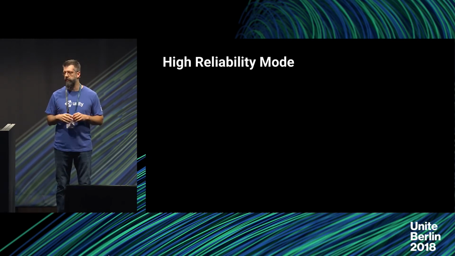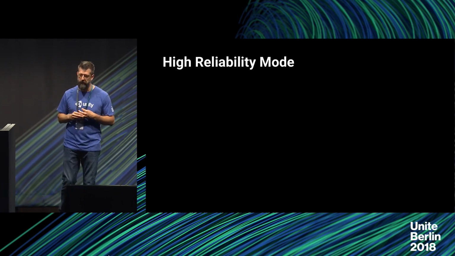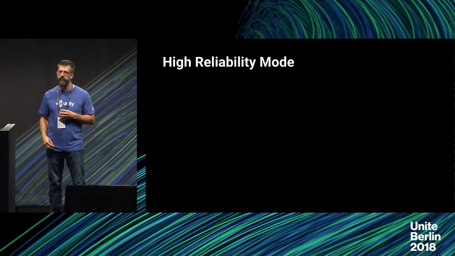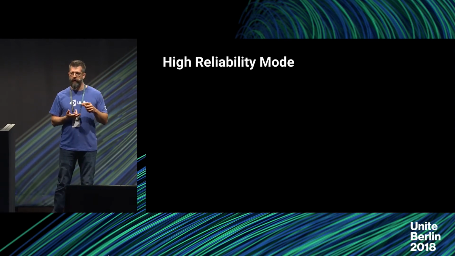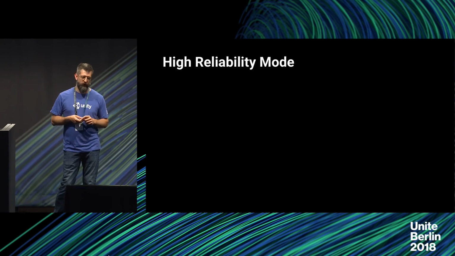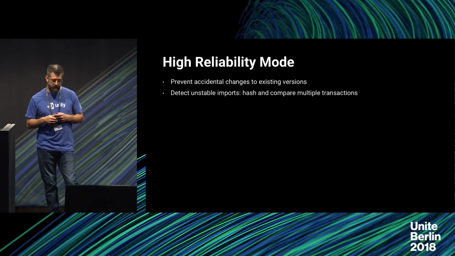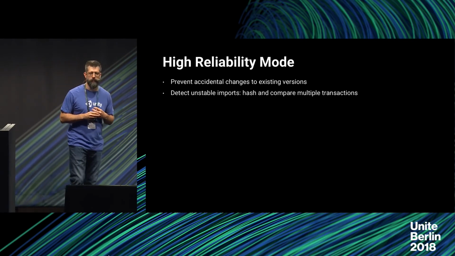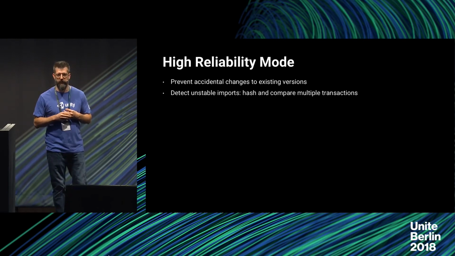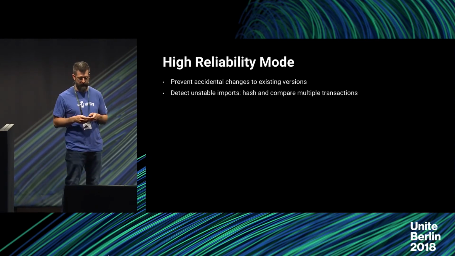Generally that's fine. In most environments that's okay, but in some cases, particularly on very large teams, it's important to be confident that transactions only happen one time, and that the data on the cache server is correct and stable. So we're introducing this high reliability mode that prevents accidentally changing existing versions. It can also detect if an import process was unstable. The way it does this is it requires multiple transactions for the same thing to match completely. Binary identical: the transaction has to be the same and all the contents of the transaction have to be the same.